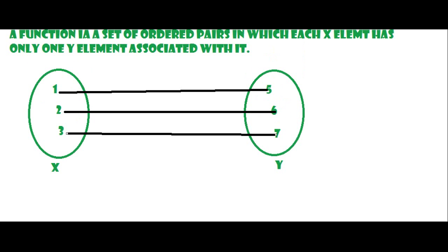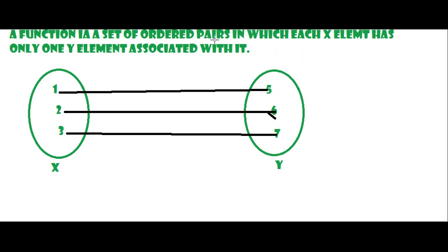So it is a function where each x element has only one y element associated with it. You see, 1 is associated with only one element, 5, 2 is associated with only one element, 6, 3 is associated with only one element, 7. Now it will be called a function. I'll show you some examples and you'll be clear.